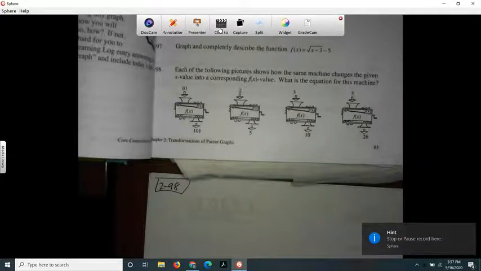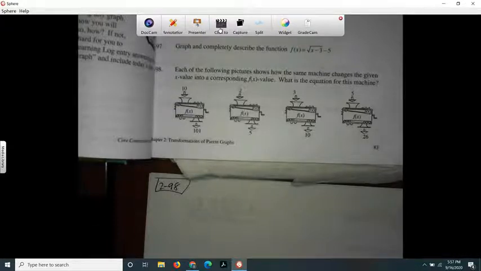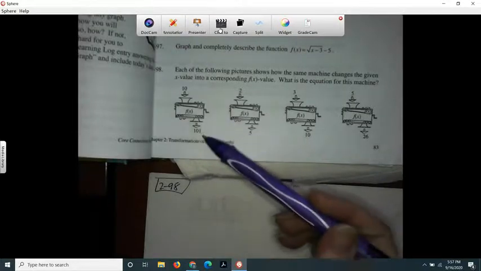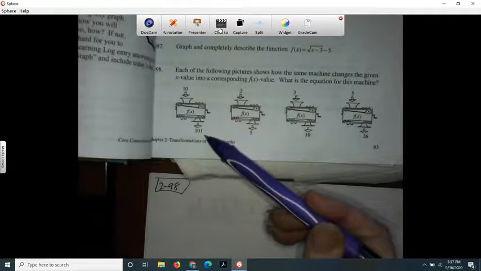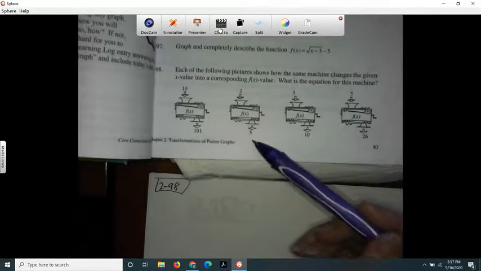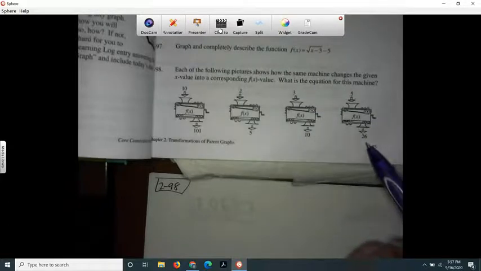Here's Integrated 3, problem 2-98. It says each of the following pictures shows how the same machine changes the given x value into a corresponding f of x value. What is the equation for this machine? So when they drop a 10 in, they get 101 out. And when they drop a 2 in, they get a 5 out. When they drop a 3 in, they get a 10 out, and a 5 gives a 26.